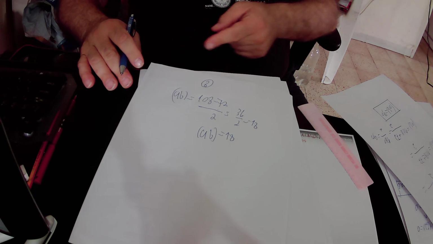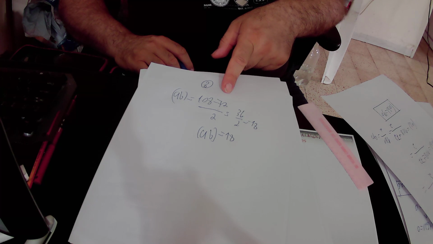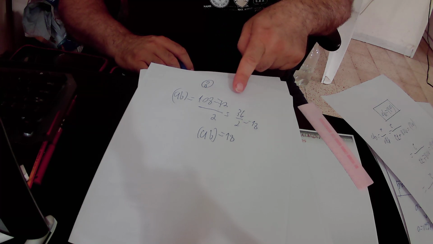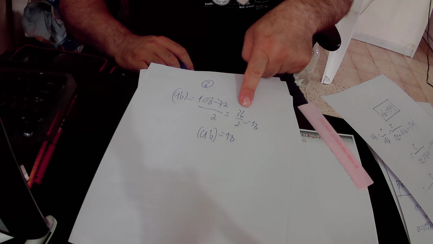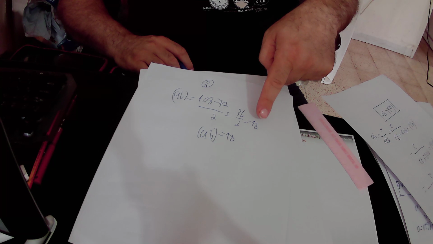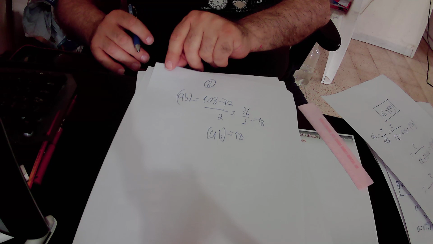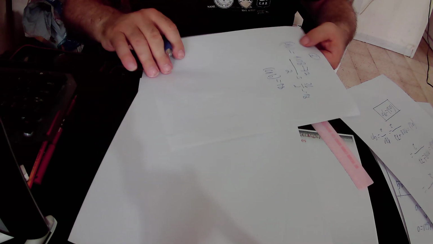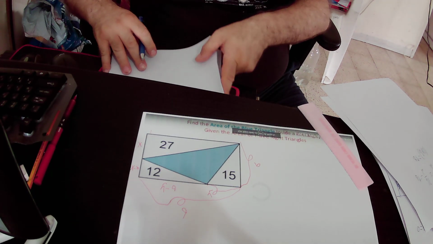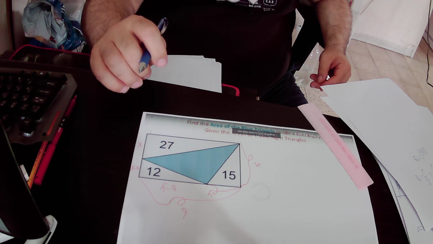Okay, so the second solution for AB is 108 minus 72 divided by 2. 108 minus 72 is 36, and 36 divided by 2 is 18. But this answer is not correct, the area of this rectangle cannot be 18 units.